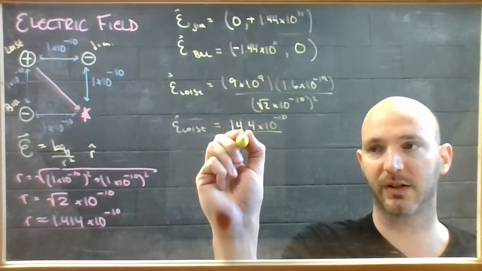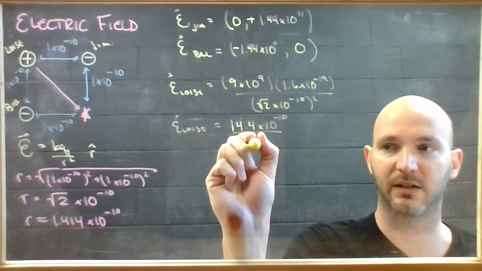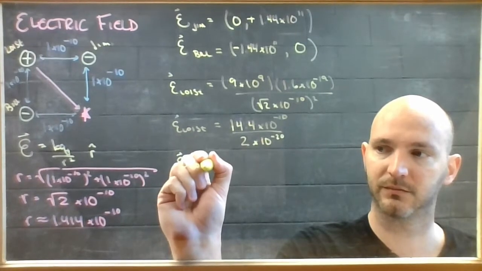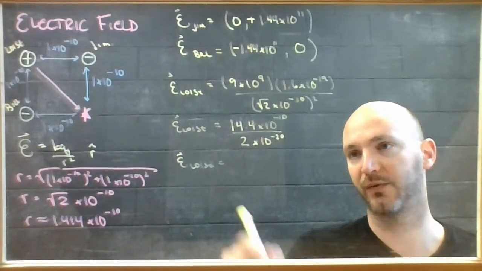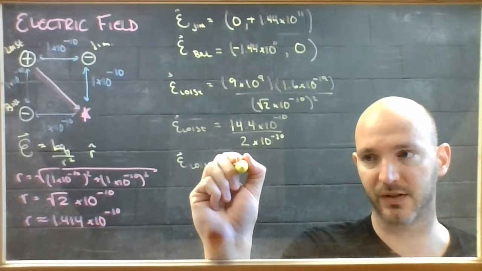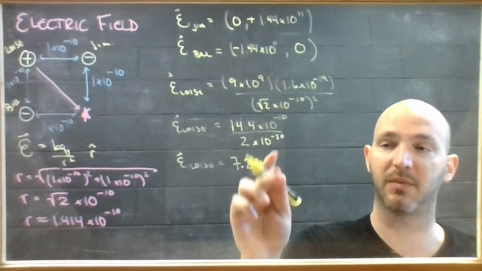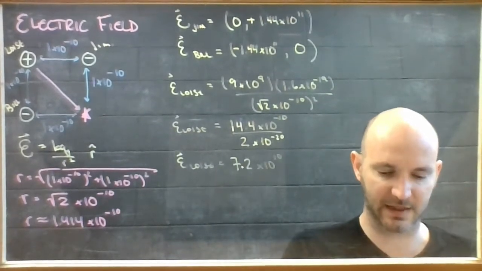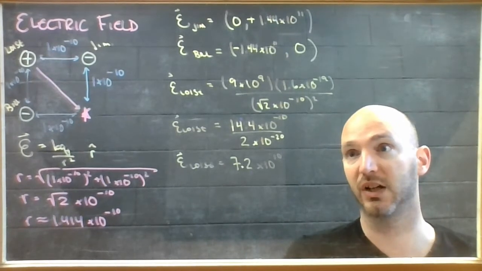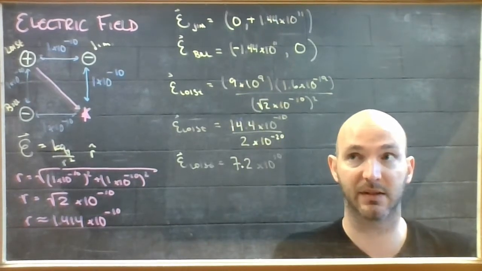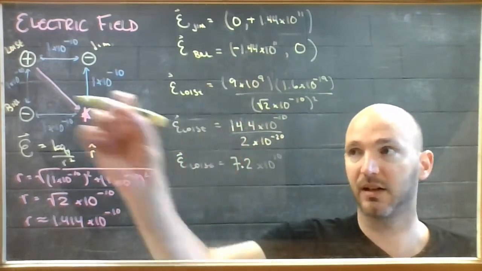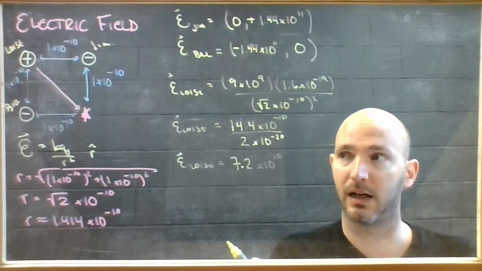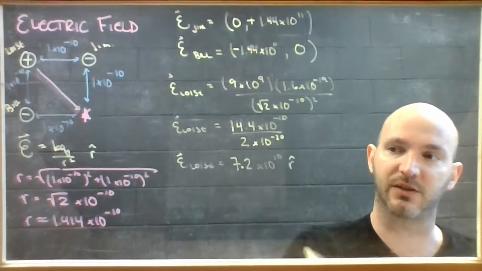And root 2 squared is 2. 10 to the negative 10 squared is 10 to the negative 20. 14.4 divided by 2 would be 7.2. And 10 to the negative 10 divided by 10 to the negative 20 is 10 to the 10. So I get a number that is in the 10 to the 10 range, which is good, because these things were 10 to the 11s. So they're in the same neighborhood. This is further away, so I was expecting it to be less. So that's encouraging. In the r hat direction.